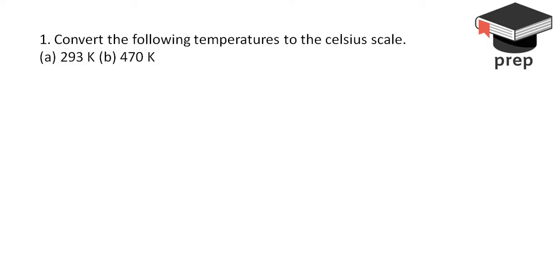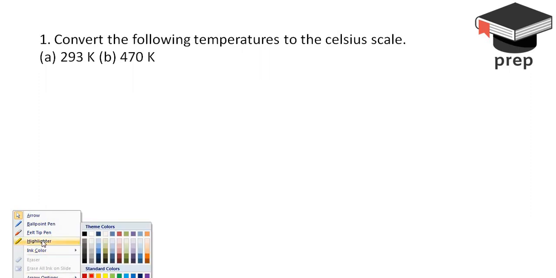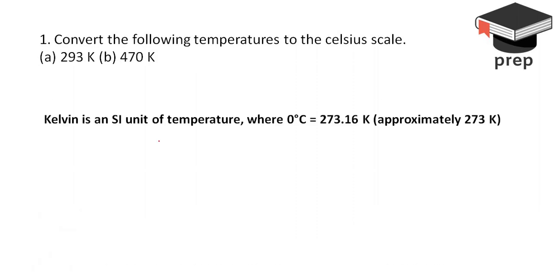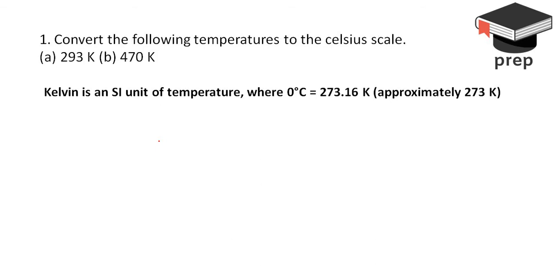So the first question is convert the following temperatures to the Celsius scale. We have two further subparts to it, 293 Kelvin and 470 Kelvin. In this particular question, we just need to convert the temperature of Kelvin scales into degrees Celsius. In order to do this, we need to understand a basic relationship between the two units of temperature. Kelvin, which is the SI unit of temperature, can be converted into degrees Celsius by using this simple relationship.